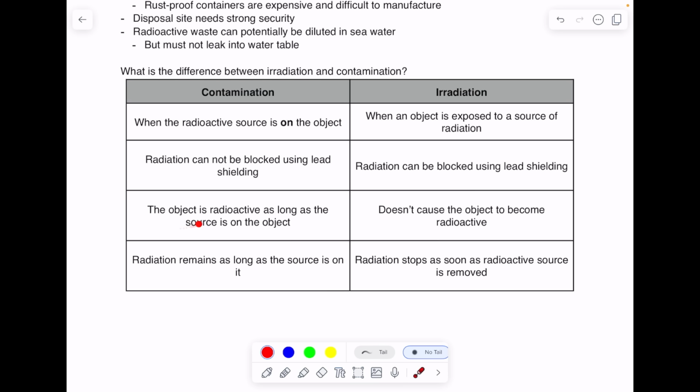With contamination, the object is radioactive as long as the source is on the object, whereas with irradiation, it doesn't cause the object to become radioactive, and the radiation stops as soon as the radioactive source is removed, whereas with contamination, radiation remains as long as the source is on it.